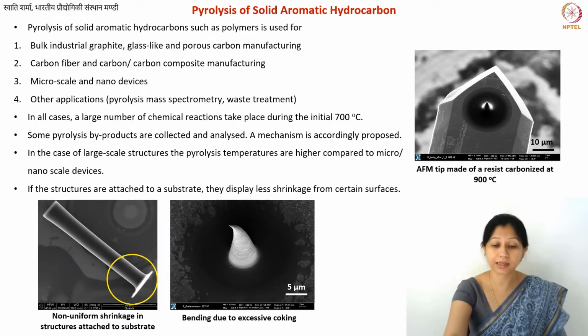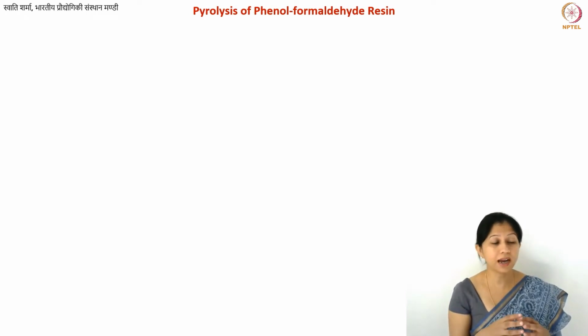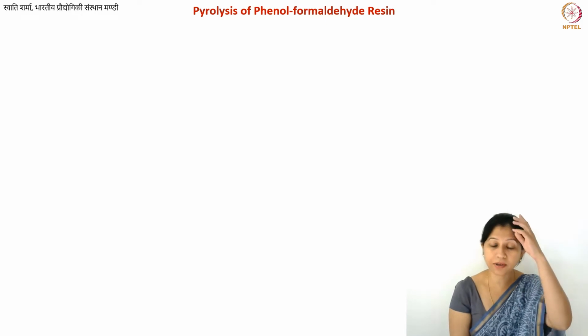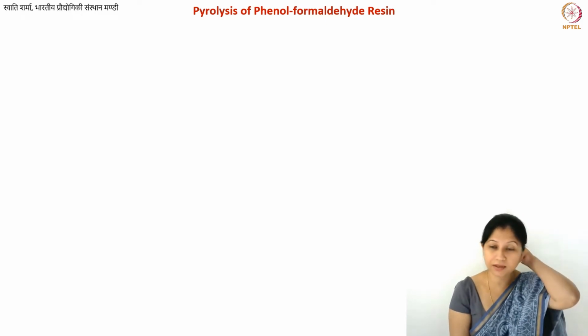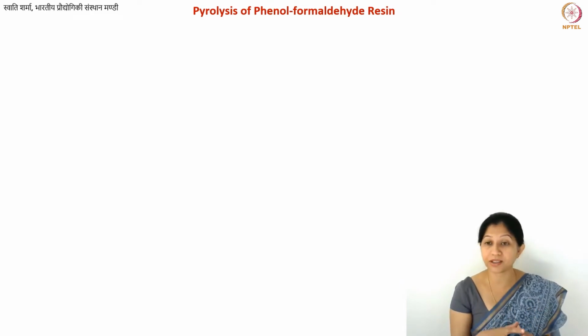Okay, now let's see some examples. The first example we have here is phenol-formaldehyde resin. Why? Because they are very common precursors for glass-like carbons, at the microscale as well as the large industrial scale. Remember that phenol-formaldehyde resin is not just one chemical compound. It is a class of compounds.